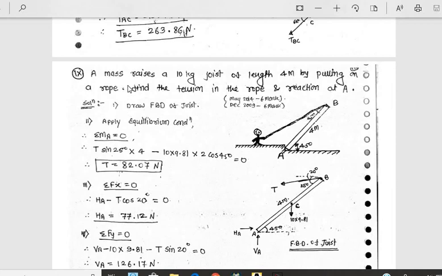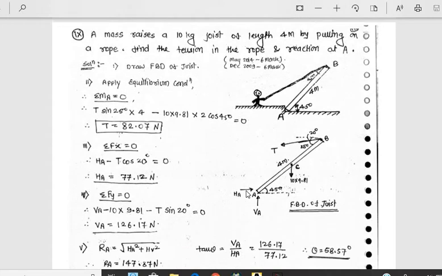Then the next problem: a mass raises a 10 kg joist of length 4 meter by pulling a rope. Find the tension in the rope and the reaction at A. Tension in the rope, this is the rope. Okay, apply a free body diagram. This is the free body diagram.